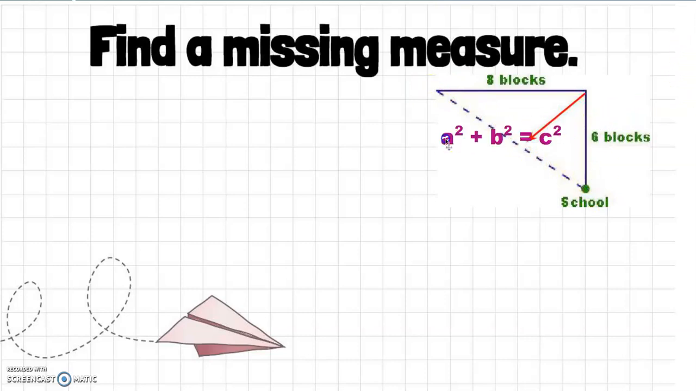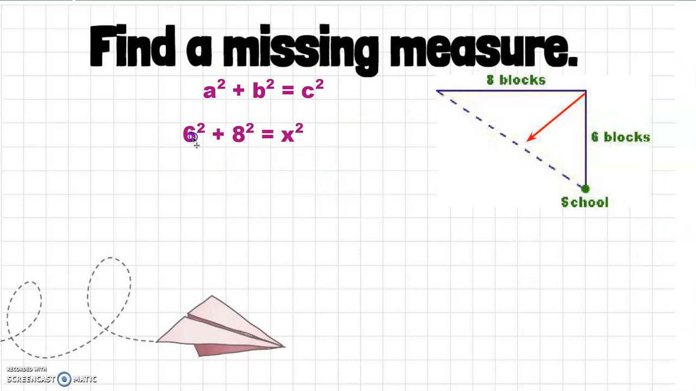So the first thing I would do is start off with my Pythagorean theorem. I'm going to go ahead and use a squared plus b squared equals c squared, even though I know that it's just leg squared plus leg squared equals hypotenuse squared. Now I'm going to substitute in my values. I chose to use 6 as a because it doesn't really matter, it's just a leg. So 6 squared plus 8 squared equals x squared. I went ahead and used an x because I don't know what that value is.